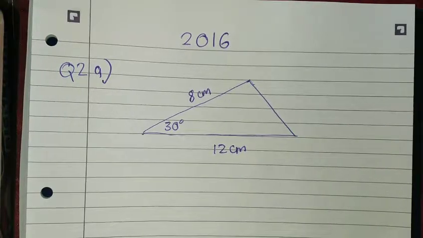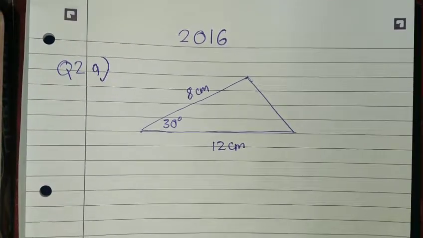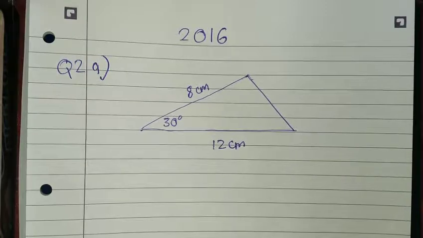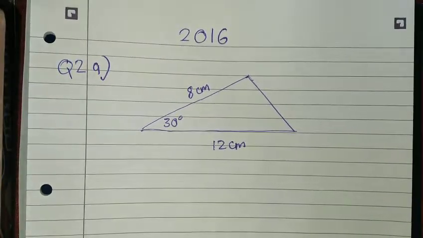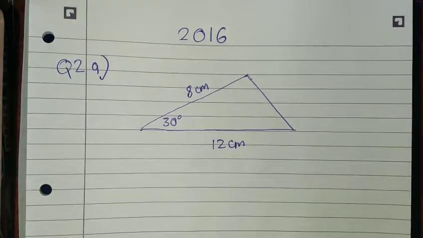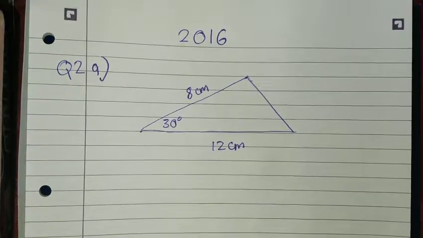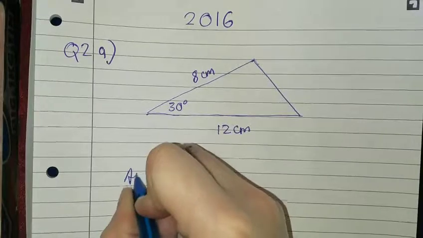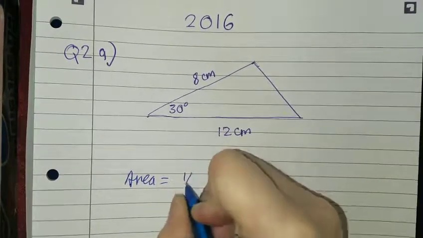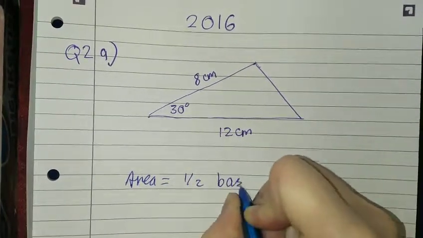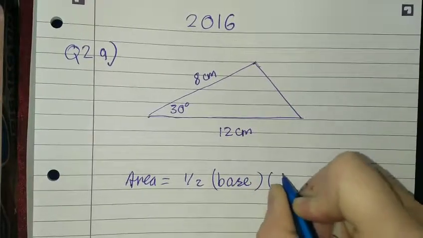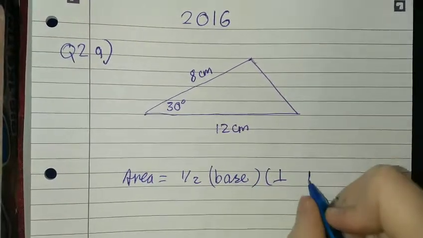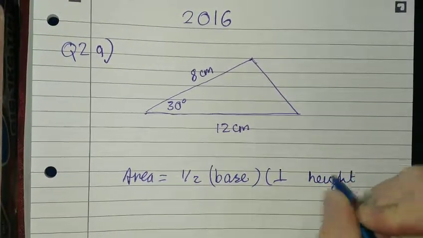So here we have the 2016, this is question 2A, this is Leaving Cert Ordinary Level, and this is a question on trigonometry. So we're asked to find the area of the triangle. So we have two ways that we can find the area of the triangle. The one that we're most used to is to get the area is half the base multiplied by the perpendicular, so that means perpendicular height.